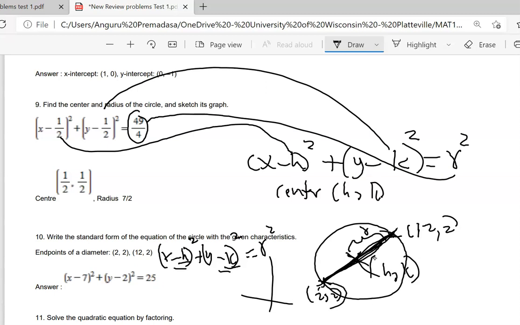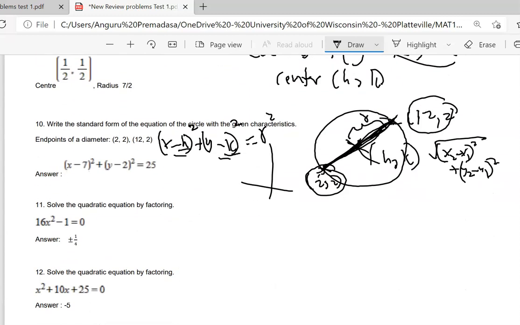You use the distance formula for (2, 2) and (12, 2). Remember the distance formula, right? (x2 - x1)^2 + (y2 - y1)^2, you need to memorize these formulas, right? Okay, and if you do that, you can find the distance between these 2 points and take half of the distance, you get the radius.